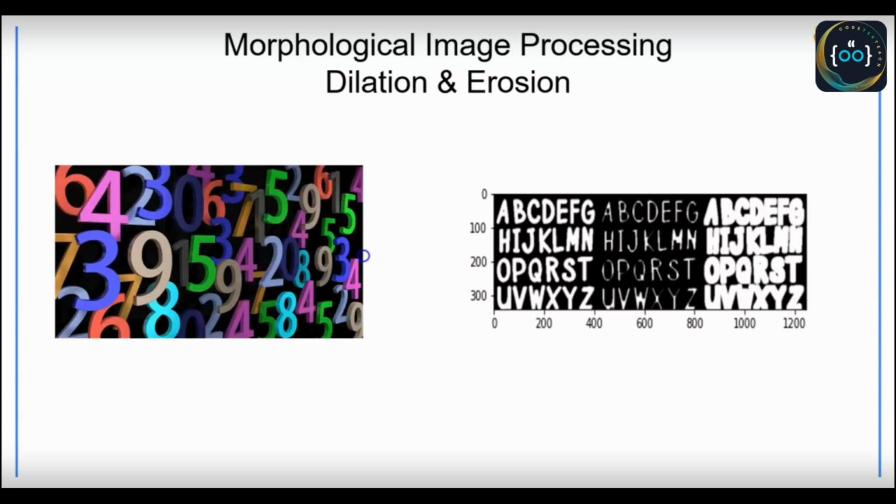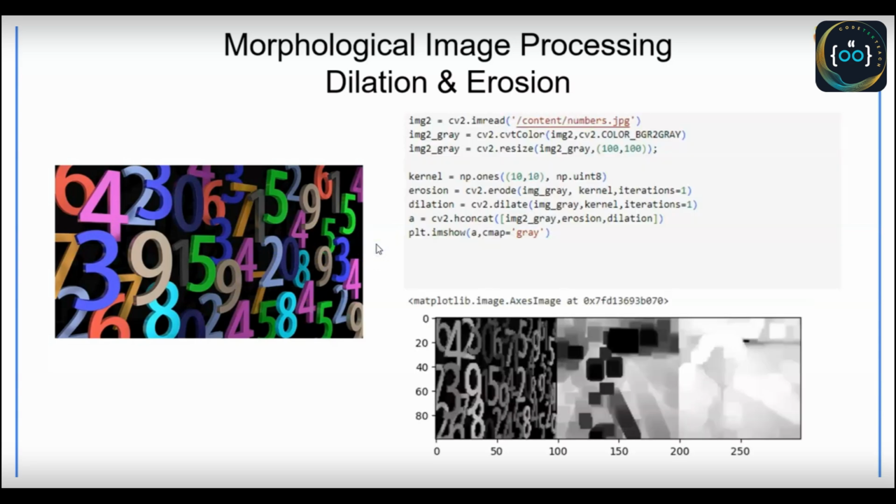Dilation and erosion are two fundamental operations in mathematical morphology, a theory and technique for the analysis and processing of geometrical structures. We are going to be using this image for demonstrating dilation and erosion. Let us look at the code. We first read the image. We then convert this color image into grayscale and resize it for optimal processing.